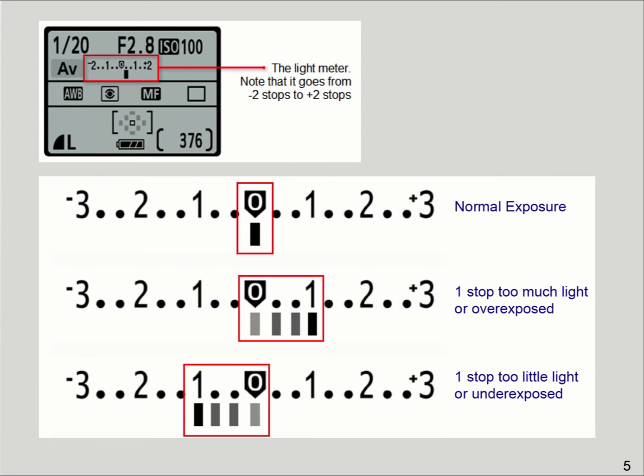Now, if you look at this diagram here at the bottom, you'll see that if it is going to the 1 here, this is showing you 1 stop too much light, or 1 stop overexposed, as it goes towards the plus. And if we look the other way, 1 stop too little light, or 1 stop underexposed, if it goes towards the minus. So if this center row is saying too much light enters the camera, you may have to adjust aperture, shutter speed, or ISO to make less light enter the camera. And down here you'd have to adjust one of those controls to make more light enter the camera. That is what a light meter tells you.